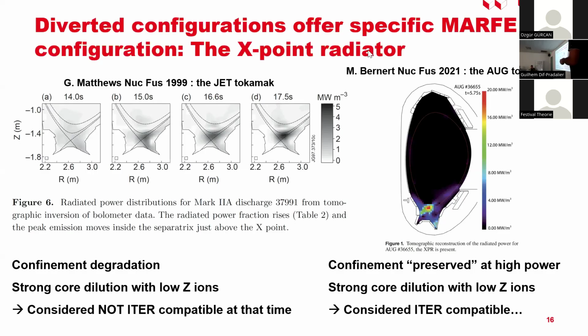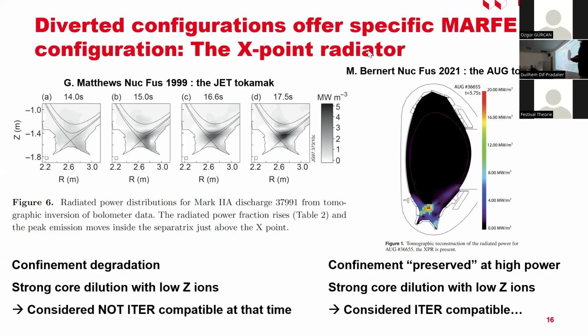This is an image of the radiation taken at JET in the 90s, Guy Matthews. At that time, it was found that the confinement in the core was degraded in this situation, not because, but it was also correlated with a strong core dilution with the low Z ions you needed to inject. So nitrogen or even carbon was enough to get there. But there was so much carbon or nitrogen in the core, and the dilution was not considered compatible for ITER at that time.